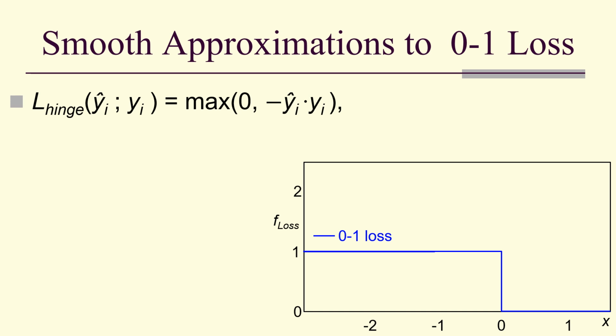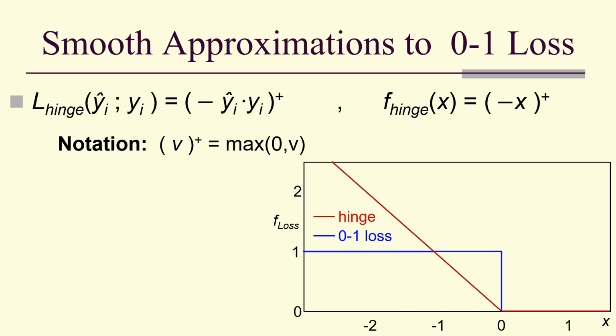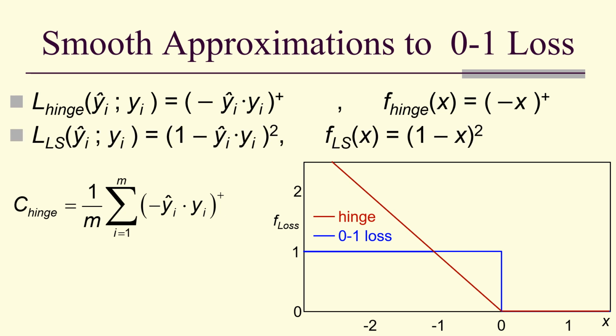So here's the hinge loss. It's the maximum of 0 and the negative of the product. So if the product's negative, then it's the positive product. This is ReLU notation, max of 0 and v, with a little plus as a superscript. And so this is what our hinge loss function looks like. The f_hinge is just negative x ReLU, and it looks like that. The cost looks like this.